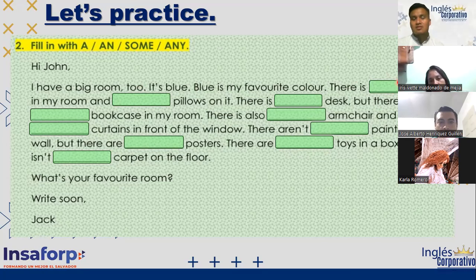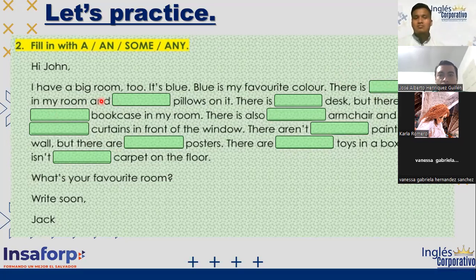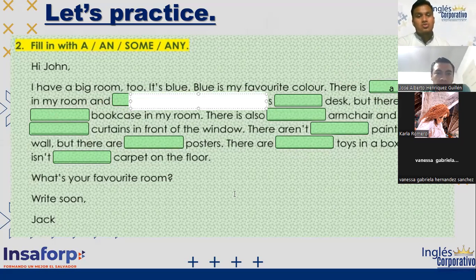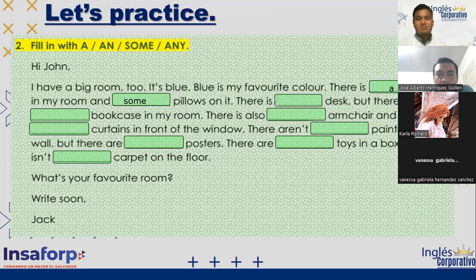There is what? There is a big baby in my room. And are you sure? Hey. Let me write it. Vamos a escribir sus respuestas. So here we said, A. Some. Some. ¿Por qué algunas? Some pillows on it.